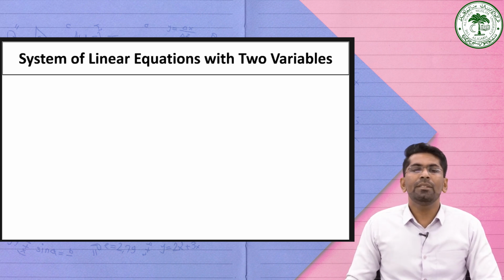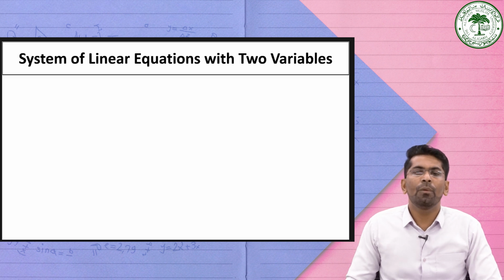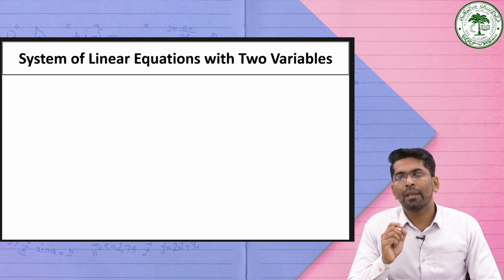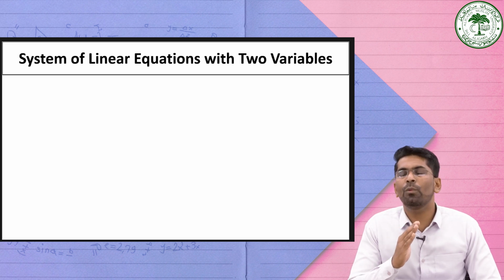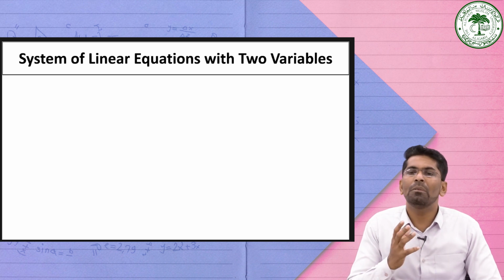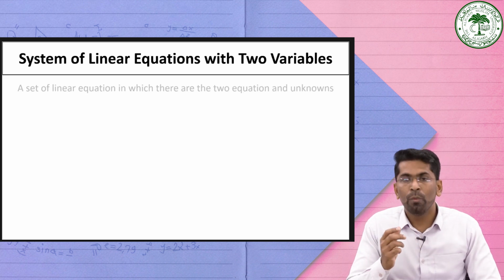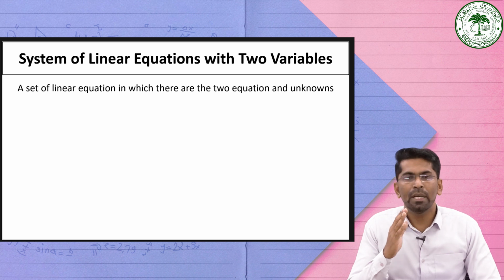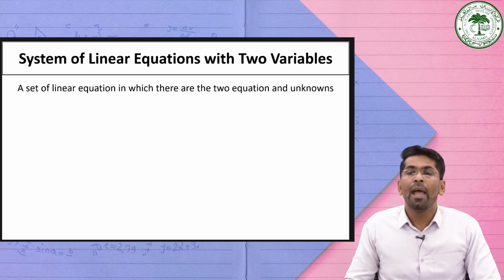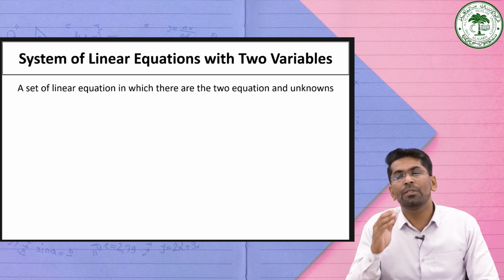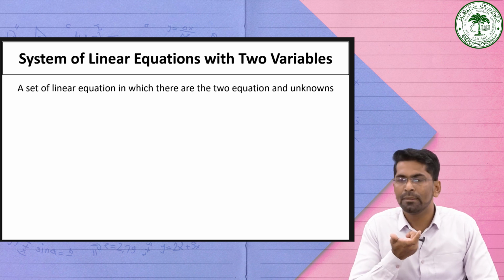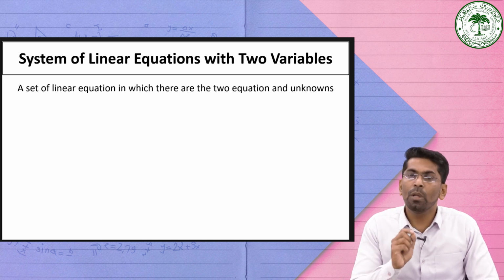See, the system of linear equations with two variables. A set of linear equations in which there are two equations and two unknown variables is called a simultaneous equation with two variables case. So there are two equations and two unknown variables. And the solution of such a system of equations is nothing but an ordered pair that satisfies both equations at the same time.